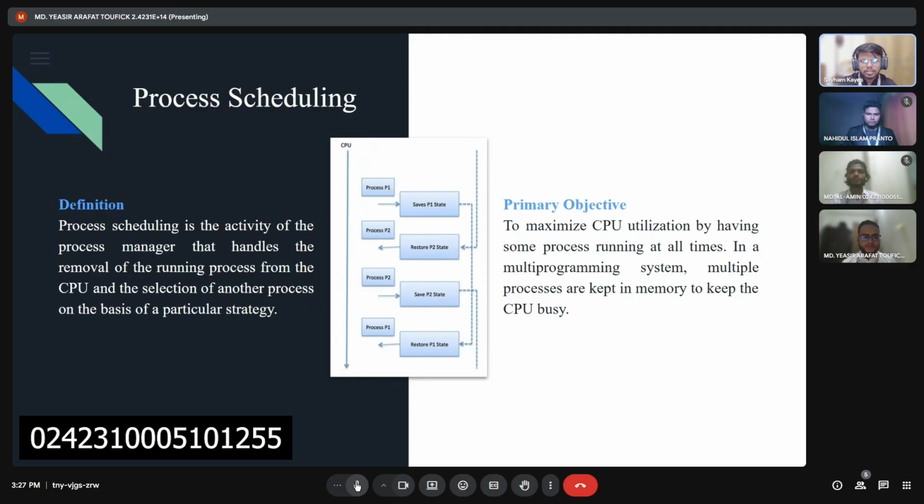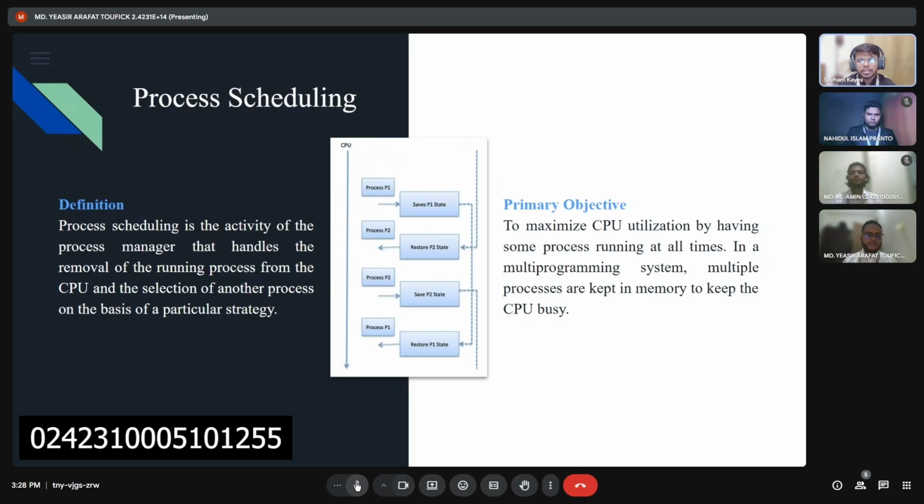Process scheduling is a core mechanism that allows modern computers to run multiple programs concurrently, making efficient use of the most critical resource, the CPU. Our goal is to understand how the operating system decides which task runs, when it runs, and ultimately maximizes CPU utilization.